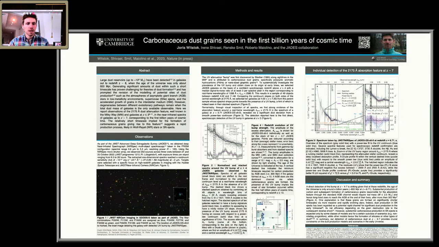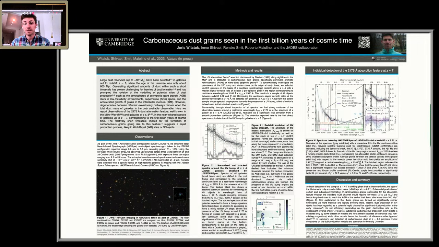For some of our galaxies, the continuum has sufficient signal to noise to really look into some of the properties of the dust attenuation. And what was really surprising to find is that some of these very early galaxies show a hint of the UV dust absorption bump at 2175 angstroms. Just an example we have of this is at redshift 7, which you can see on the right.